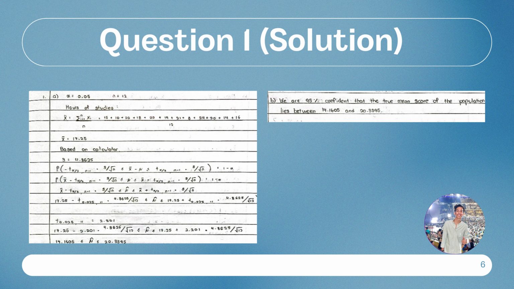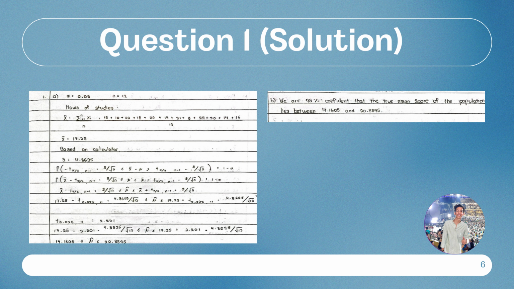4.8625. Since variance is unknown and n is less than 30, we will use the t-distribution to construct a confidence interval. We then achieve a formula of x bar minus t alpha divided by 2, n minus 1, times s divided by square root n, less than mu and mu less than x bar plus t alpha divided by 2, n minus 1, times s divided by square root n. We then obtain t alpha divided by 2, n minus 1 equals 2.201 based on the statistical table.